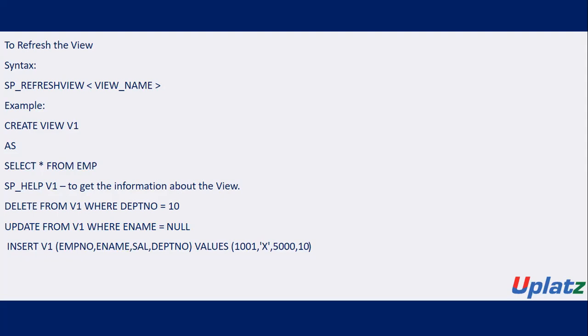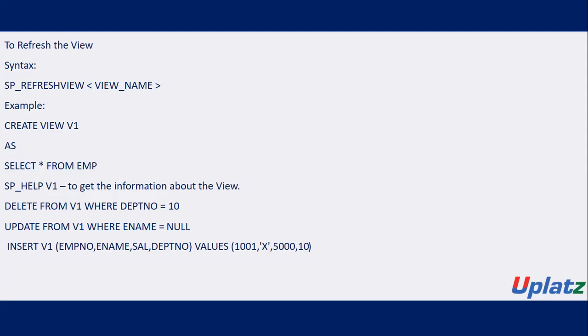So now how do we get information about the view? For the view v1 that we have created, if we want to look at information about that view, what command do we have to execute? That is sp_help v1. Once we type this command in SQL Server Studio, we will get the entire information about the view v1.